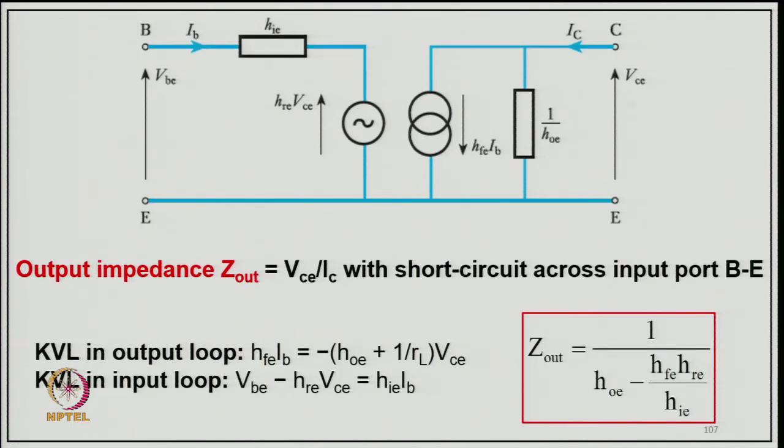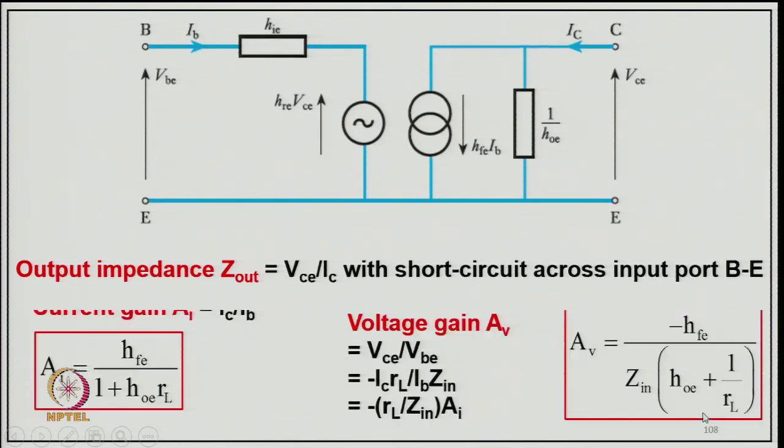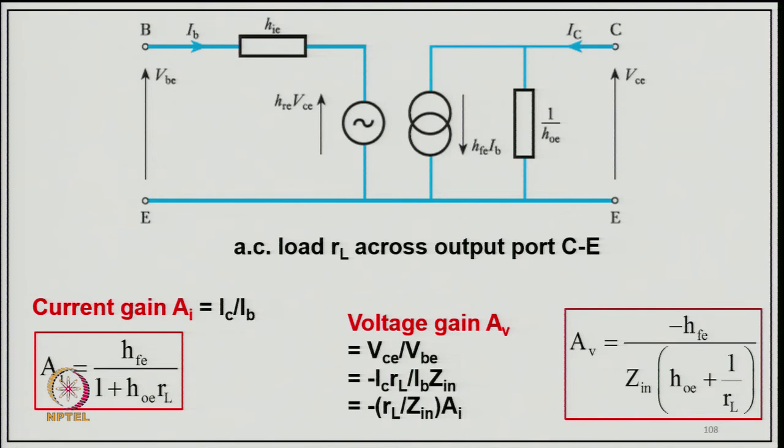And the output impedance Zout will be VC upon IC with a short circuit across the input port. The KVL in the output gives hfe IB equals minus (hoe plus 1 upon RL) times VC, where RL is the load resistance and VC the voltage applied here. The KVL in the input loop gives VB equals hie IB plus hre VC, and from here we can find Zout equals 1 upon (hoe minus hfe hre upon (hie plus Rs)). Here RL is the AC load across the output, because it is AC, which is why we use small-signal notation.